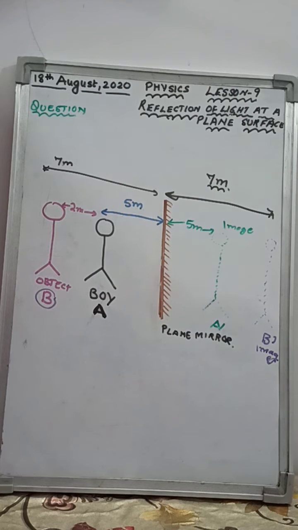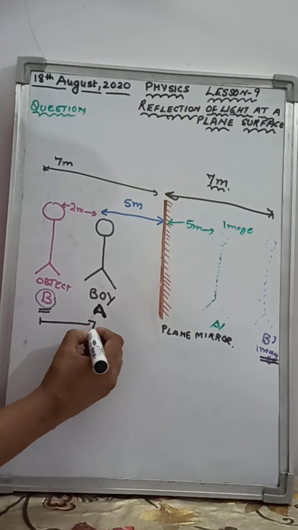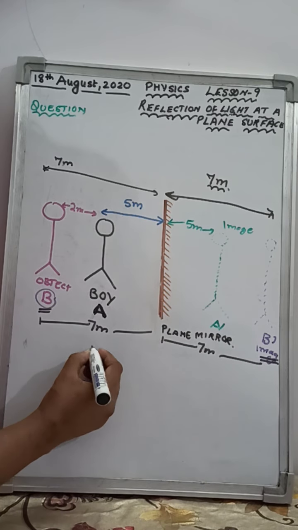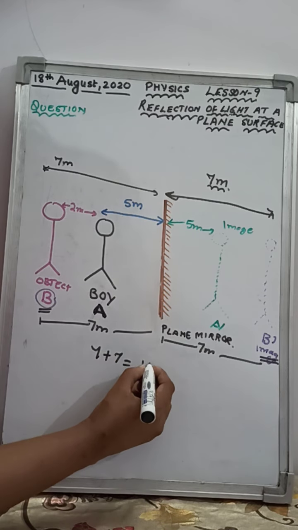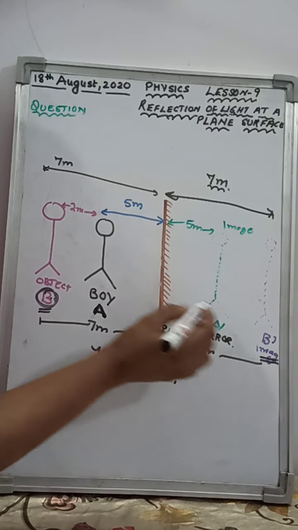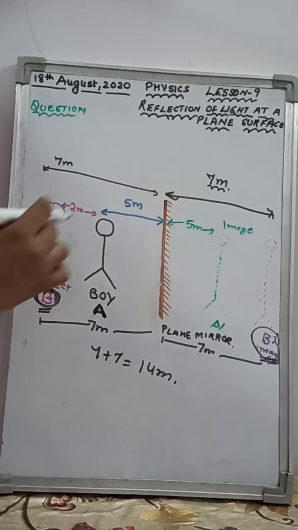So this is a diagram-based question. They are also asking what is the distance between the new position of the object and its image. So this is 7 plus 7 meter. So 7 plus 7 will be 14 meter. So this is the distance between the new position of the object and the image formed.